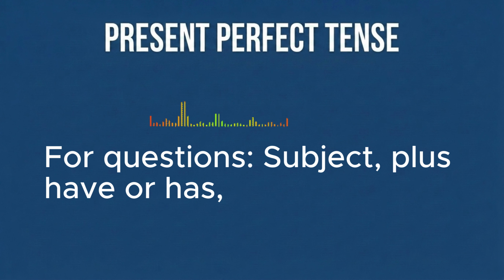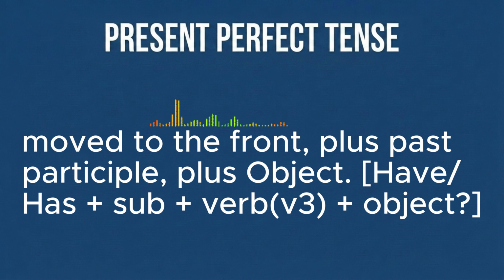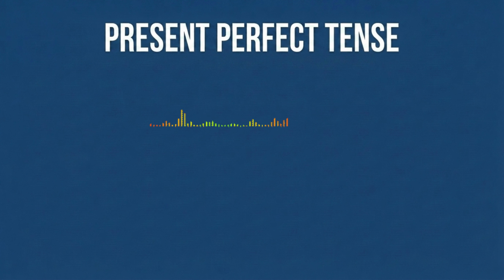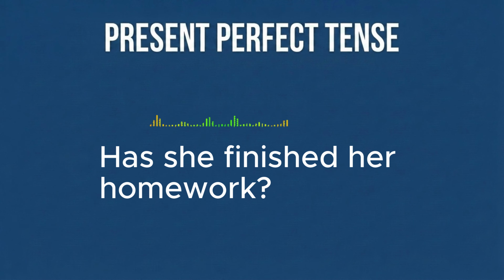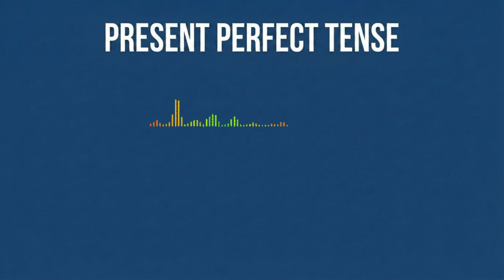For questions, subject plus have or has move to the front, plus past participle, plus object. For example, have you seen that movie? Has she finished her homework?